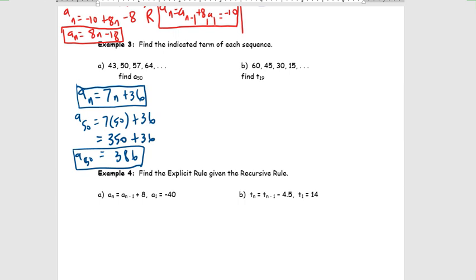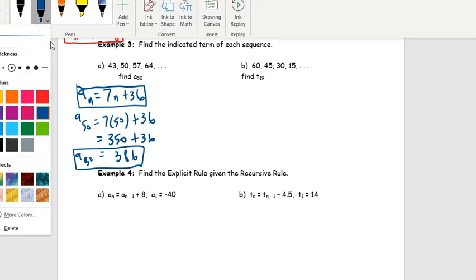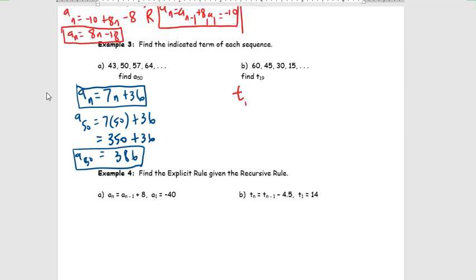All right, let's do the same for this sequence. Notice we did use a t here. I'm going to find the sequence the shortcut way. T sub n equals, what are we doing here? Looks like we are going down 15. So there's our slope. How do we find our y-intercept? We just add 15. So if I go 60 plus 15, that would give us 75. So there is our explicit formula for this sequence.